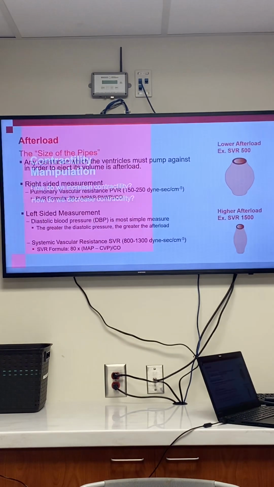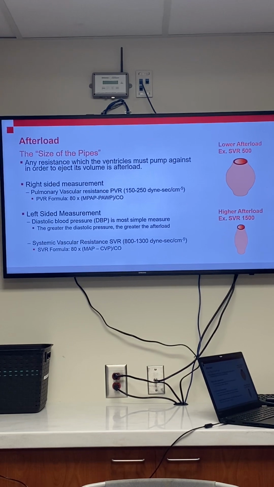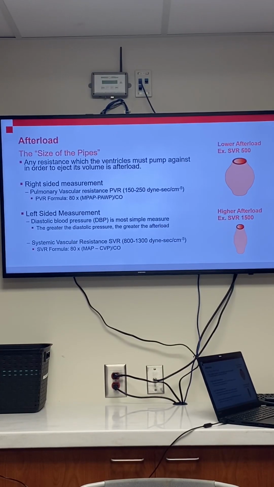Cool? So we did preload, we talked about contractility. The last one would be our afterload. And I kind of refer to that as the size of the pipes. What is my heart pumping against? Like I said, is it something the size of a garden hose or something the size of a straw? So it's just the resistance which the ventricles have to overcome in order to eject that blood out.